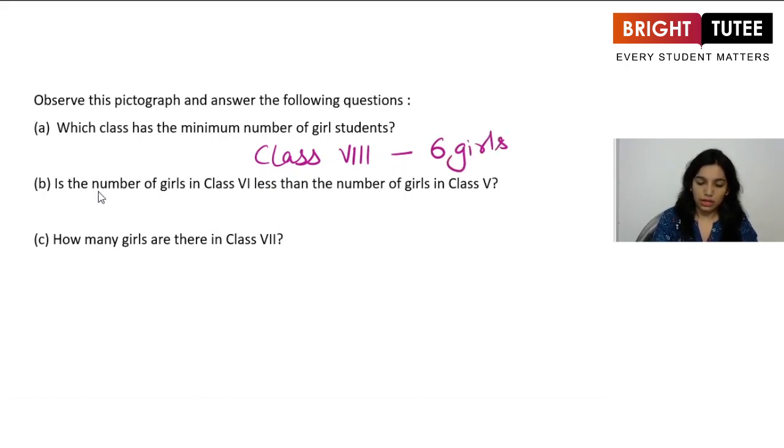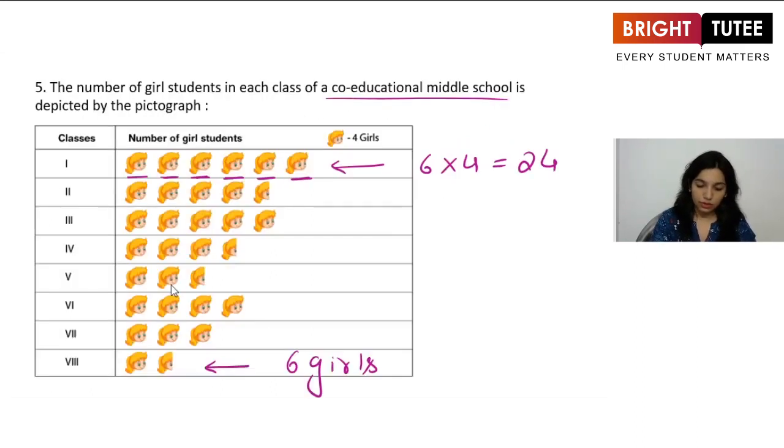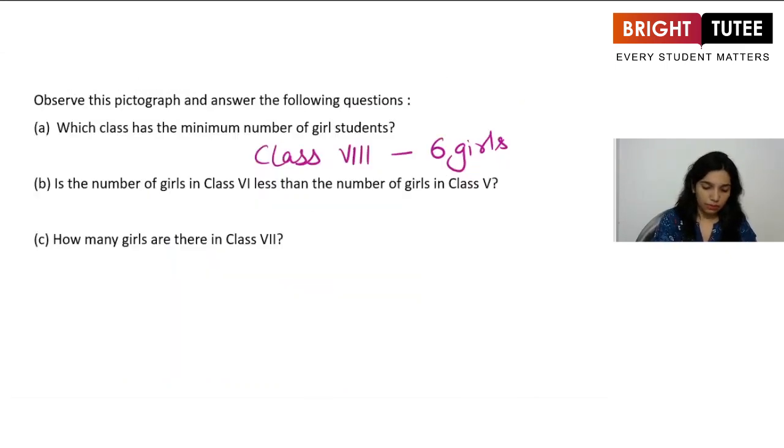Now the second one, is the number of girls in class 6th less than the number of girls in class 5th? So in 5 we have got 4 and 4, 8, 8 and 2, we have got 10 girls. And what are we going to compare this with? Class 6 and 5th. Okay.